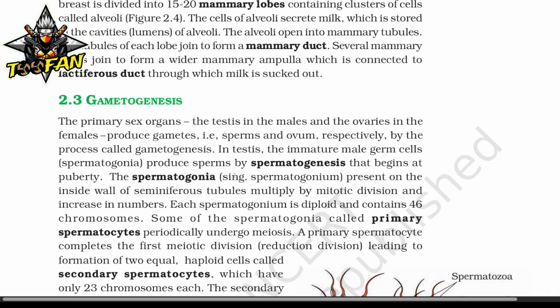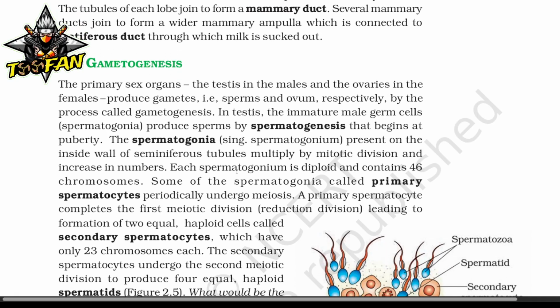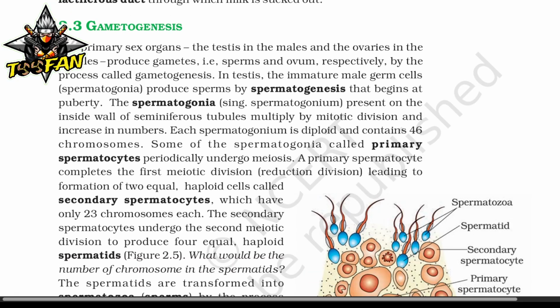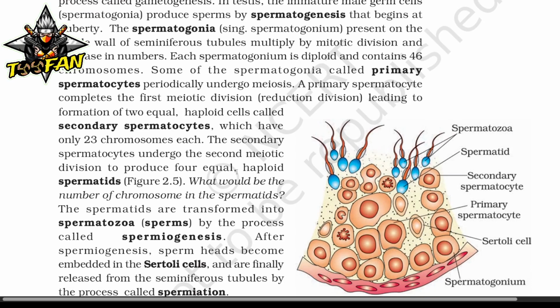Some of the spermatogonia, called primary spermatocytes, periodically undergo meiosis. Primary spermatocytes complete the first meiotic division, the reduction division, leading to the formation of two equal haploid cells called secondary spermatocytes, which have only 23 chromosomes each. The secondary spermatocytes undergo the second meiotic division to produce four equal haploid spermatids. So there is a question: what would be the number of chromosomes in the spermatids? Okay, the spermatids are transformed into the spermatozoa by the process called spermiogenesis.